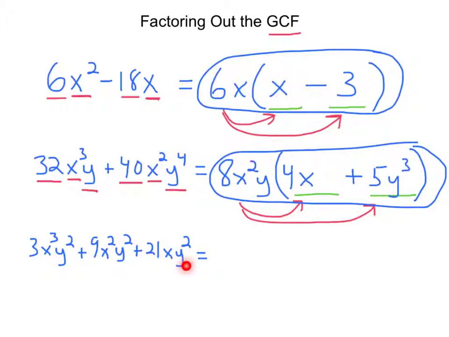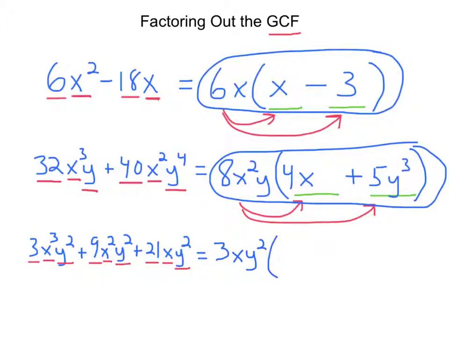So let's start with the numbers. So 3, 9, and 21. So the common factor there is 3, because 3 divides into all those numbers evenly. Now for the x's, we have x cubed, x squared, and x to the first. And we know we have to use the smallest power, so it would be x to the first. And then for the y's, we have y squared, and y squared. So the lowest power there would be y squared.